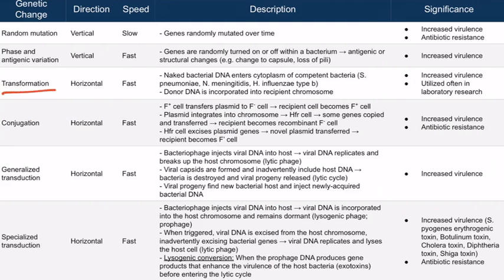Now let's talk about transformation. This is a horizontal change. This means that the change is passed to nearby bacteria. This is different from vertical change, in which change is passed on to progeny. However, once a bacterium receives the genetic alteration through a horizontal change, such as transformation, it can pass it on to its progeny, which would be vertical. But it's important to know that the alteration or the genetic change didn't come from its predecessor. In other words, the direction of change is horizontal, even if it gets passed on to its progeny afterward.